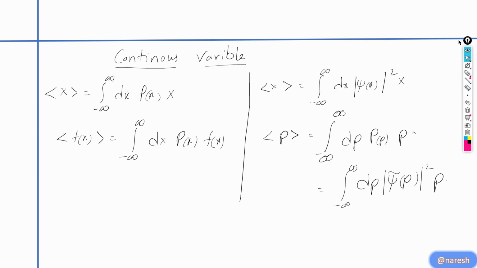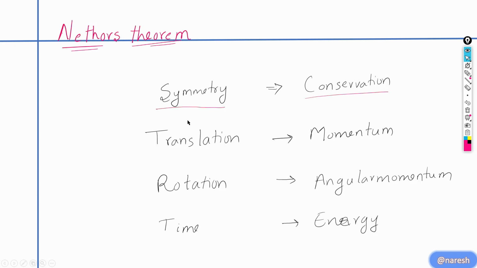Now let's look into Noether's theorem. This is one of the most important theorems in physics. Here you can see symmetry is on one side and conservation on the other, with translation, rotation, time on the symmetry side, and on the conservation side, momentum, angular momentum, the energy.